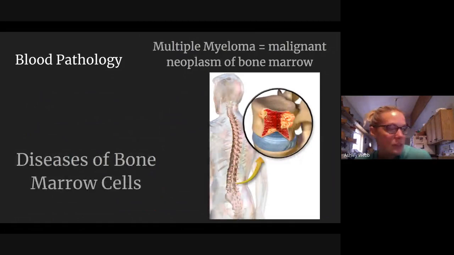The very last one, a disease of bone marrow cells, is multiple myeloma. Okay. If we look at myeloma, it is tumor or mass of the bone marrow. Okay, so there's just a malignant, which means cancerous, neoplasm of bone marrow. And remember that neoplasm, neo means new, plasm means formation. So it's a new formation. Okay, you can see that in the vertebrae here.